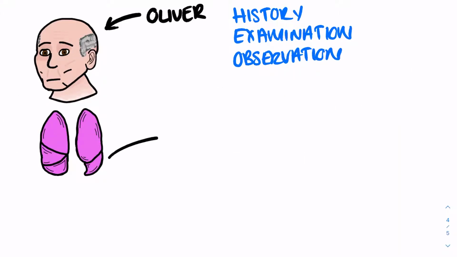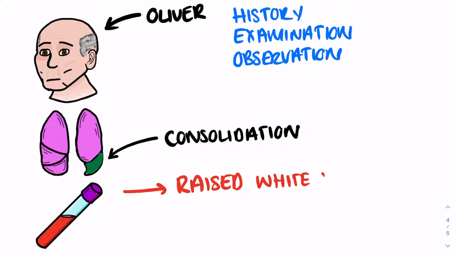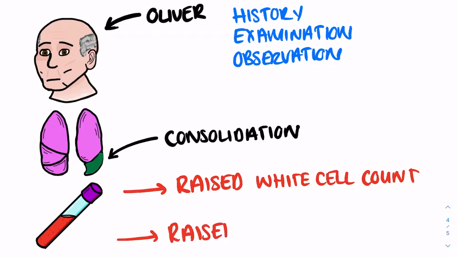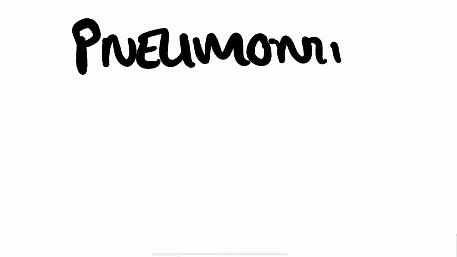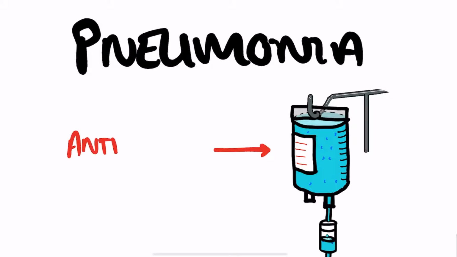You do a chest x-ray, and that shows that he has some left lower zone consolidation. You do some blood tests, and he has a raised white cell count, and he has a raised CRP. Based off this information, you diagnose him with a pneumonia, and you begin him on some IV antibiotics.